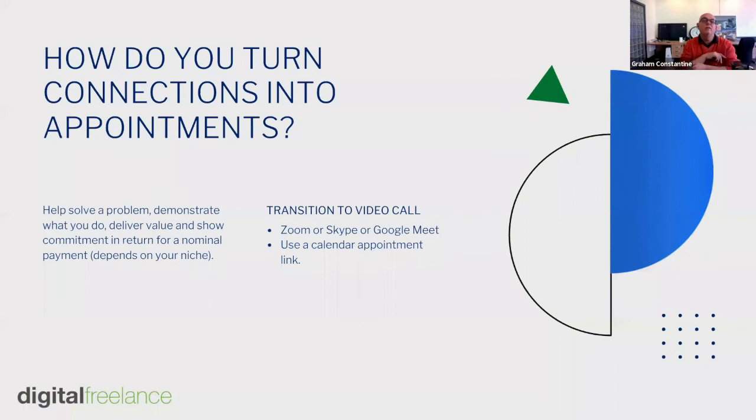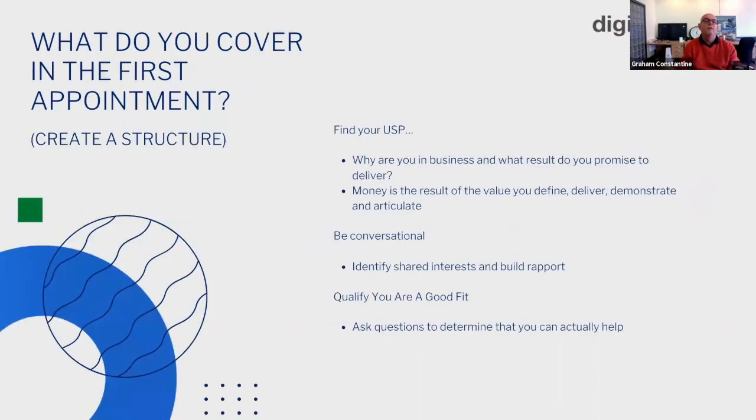So how do you turn connections into appointments? There'll come a point where you've had a bit of a chat and you want to get the person onto, typically we use Zoom, other options are available, and we recommend doing it using a calendar or appointment link. By this point, the conversation should be flowing. So you do the normal sales stuff of solving a problem, demonstrating what you do and delivering value. We have a free chat. We don't charge for the first interaction. Most B2B works on that principle. What you cover in the first appointment is key to be conversational.